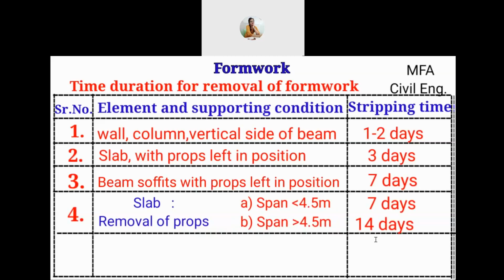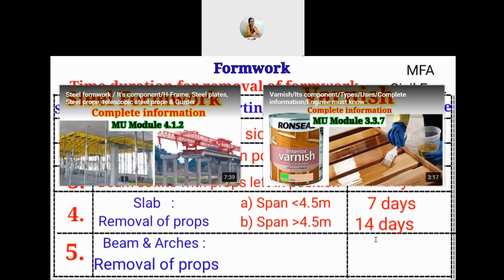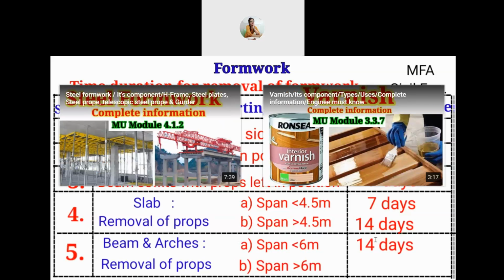For the beam and arches removal of the props, if the span is less than 6 meter, then the formwork is removed after 14 days. And if the span is more than 6 meter, the formwork is removed after 28 days of concrete placing.